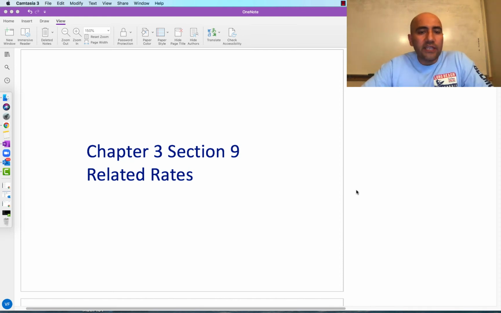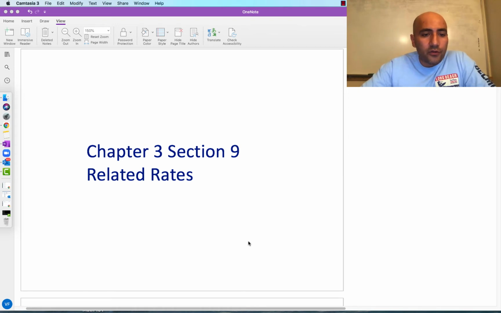Okay, Chapter 3, Section 9, Related Rates. In this section, we're going to be dealing with a lot of word problems. So it's a really tough section to work through, but I'll do several examples, and hopefully you'll get the general sort of pattern that we follow to be able to do these.